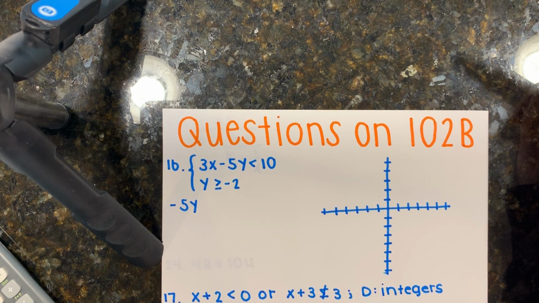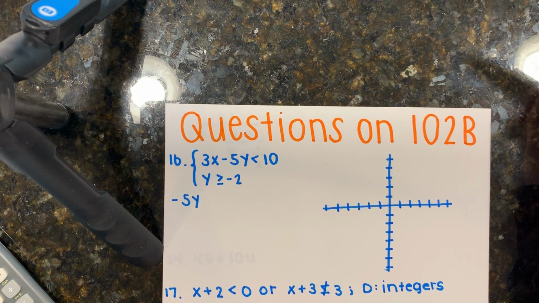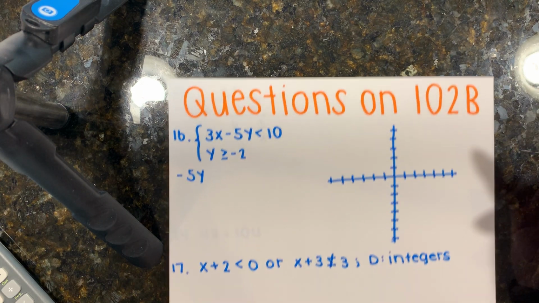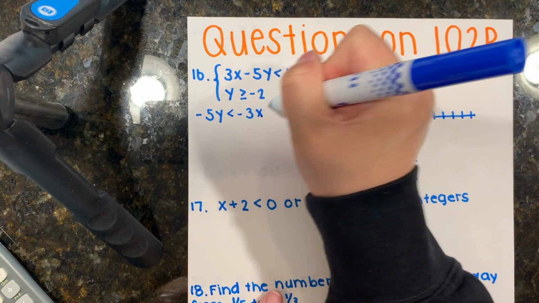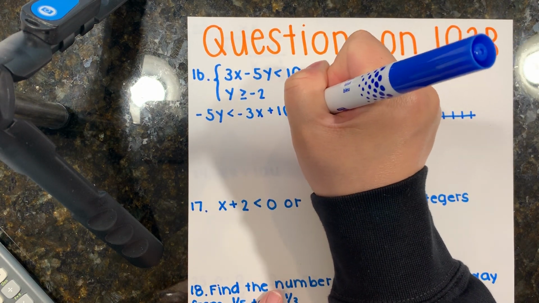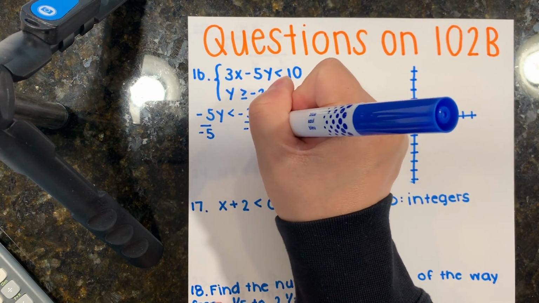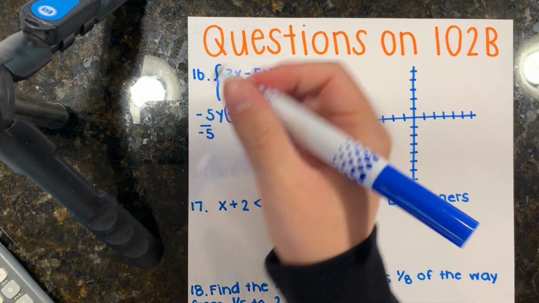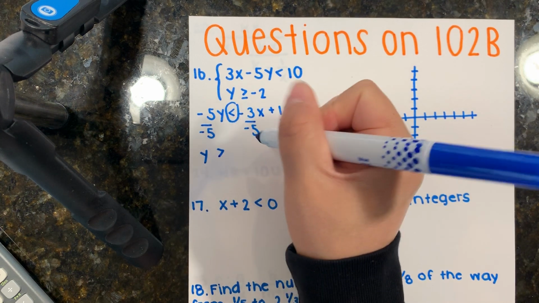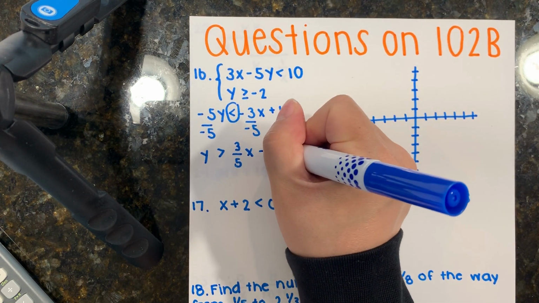And the first thing that we're going to do is start with number 16. When I do number 16, I see that I have to evaluate the top equation to set it equal to y so that I'm able to graph this. So I'm going to have negative 5y is less than negative 3x plus 10. Then I need to divide out everything by negative 5. Remember that when you divide by a negative, you also need to flip the sign. So this sign is going to flip. So that would be y is greater than positive 3 over 5x minus 2.